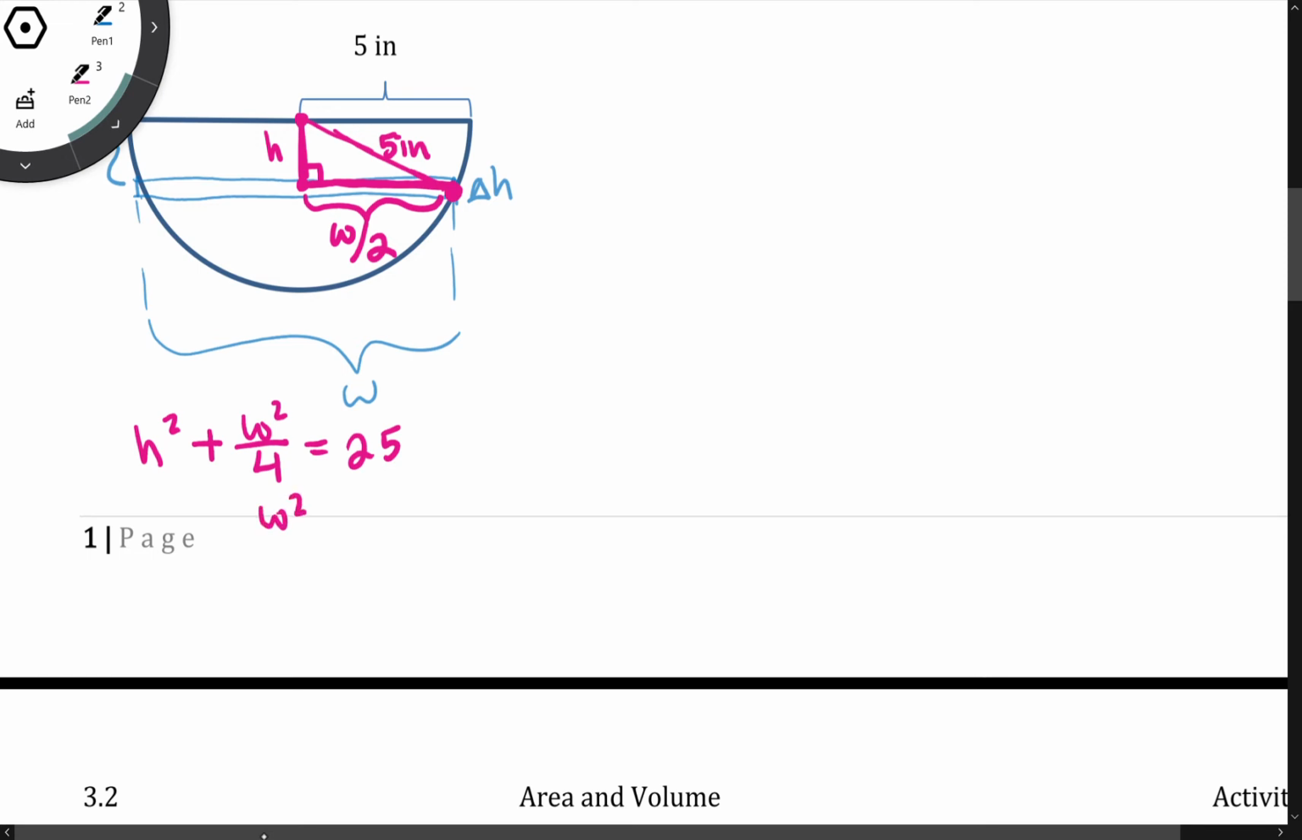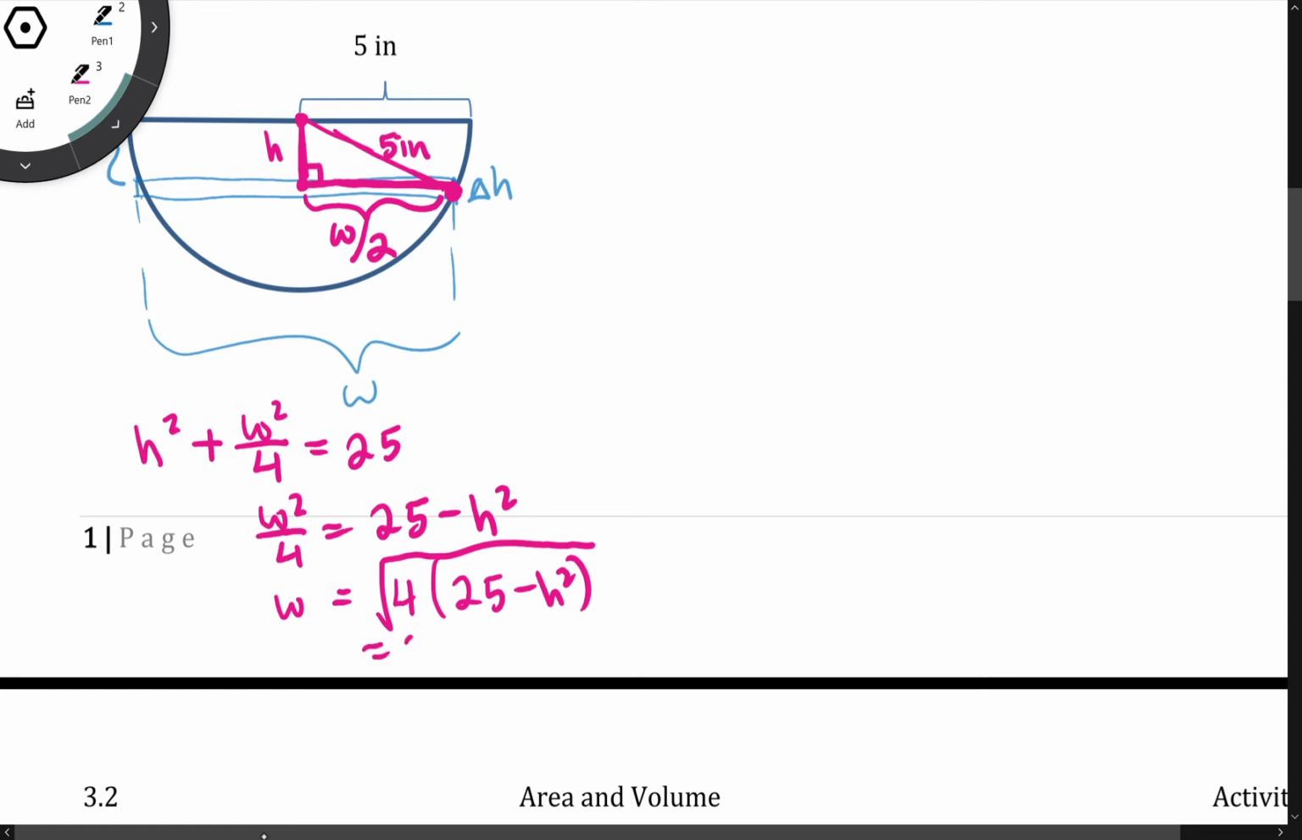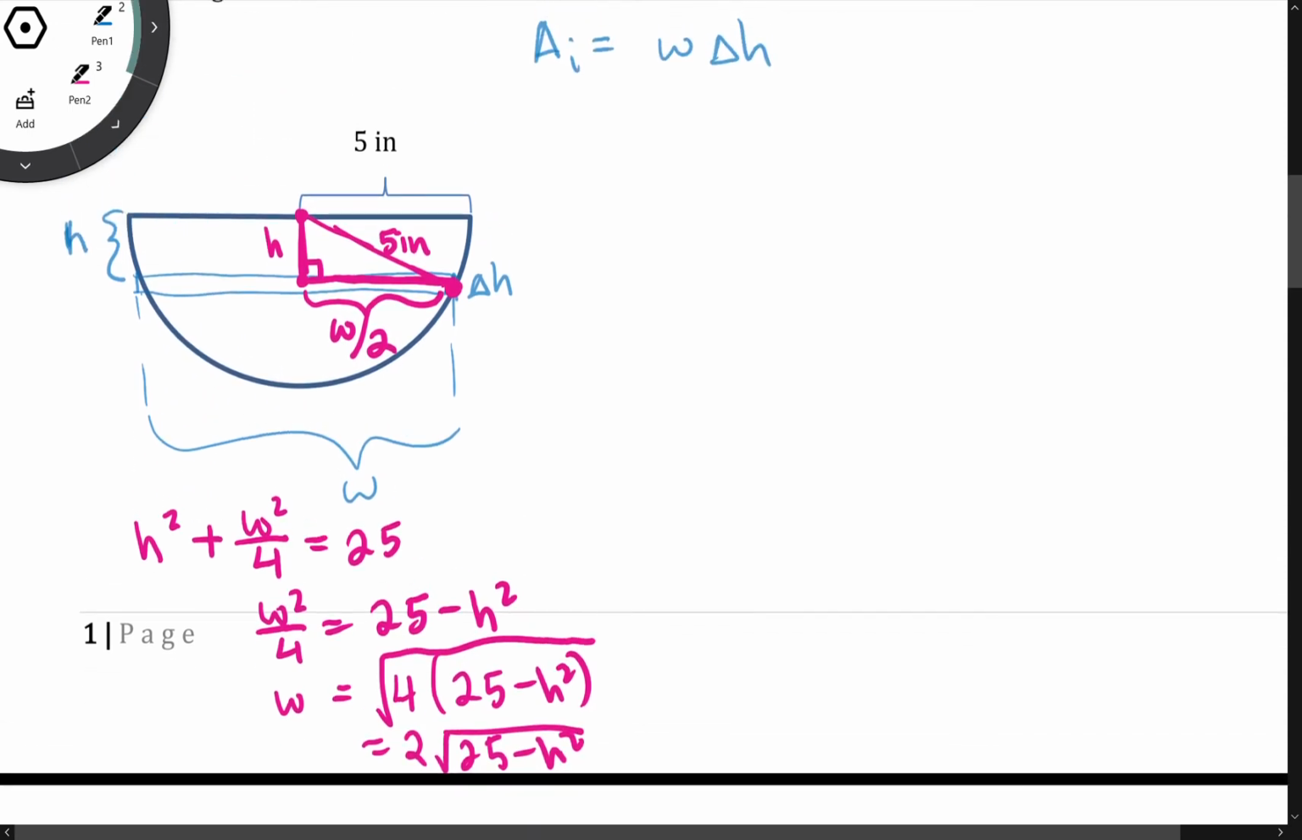Which means w squared over 4 is equal to 25 minus h squared, which means w squared is equal to 4 times 25 minus h squared. And you can distribute that 4 in, but I'm just spotting that if I square root this, I could actually extract that out and say that w is 2 times the square root of 25 minus h squared. Okay, so when I go back up here, I can say that my single slice has area 2 times the square root of 25 minus h squared times a delta h.